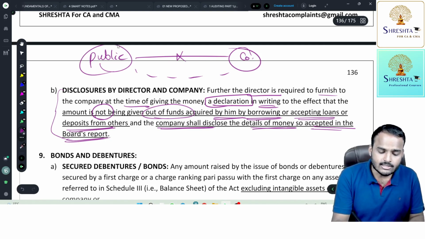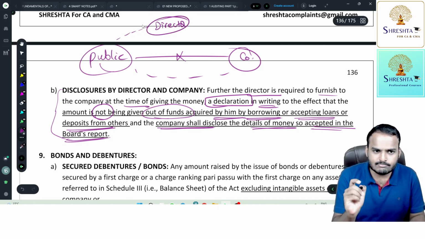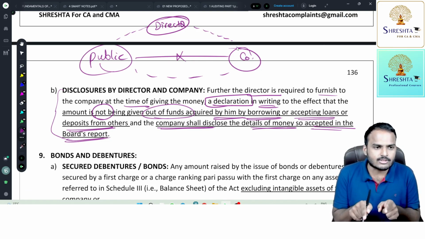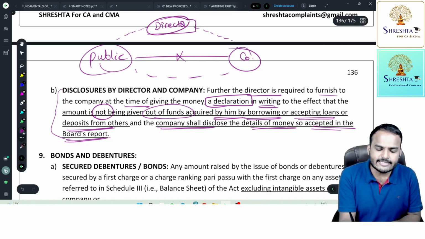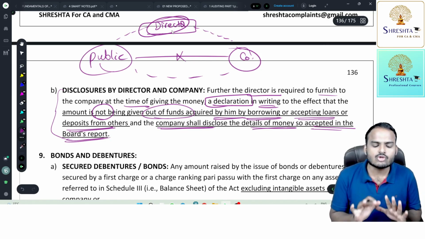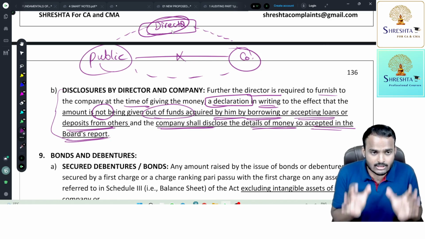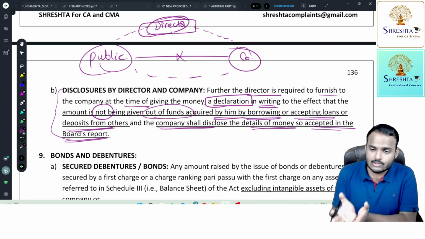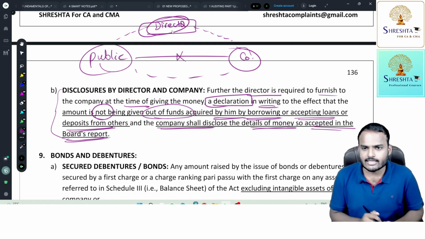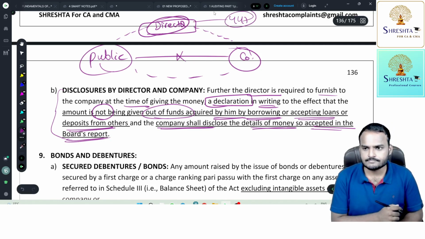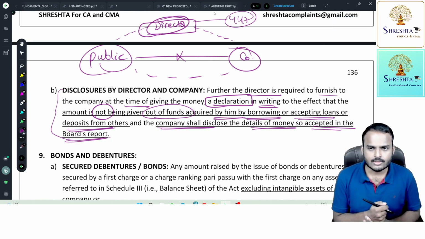No, sir. That's why public may finance director of the company and director simply acting as an intermediary. Director diverting funds to the company, sir. This is possible. That's why we are expecting a declaration from director that this is not out of borrowings, this is purely out of savings. Now your doubt is, what if director gives a fake declaration? He will be punished under section 447, fraud. Are you getting my point?